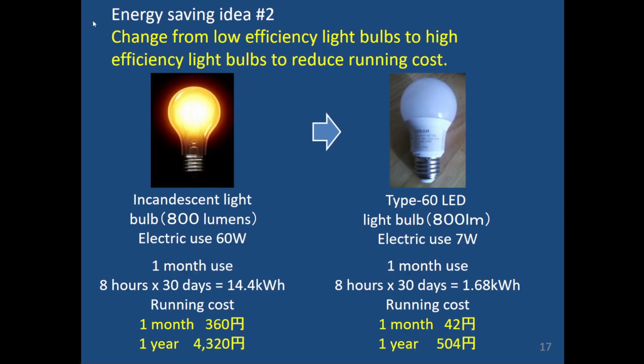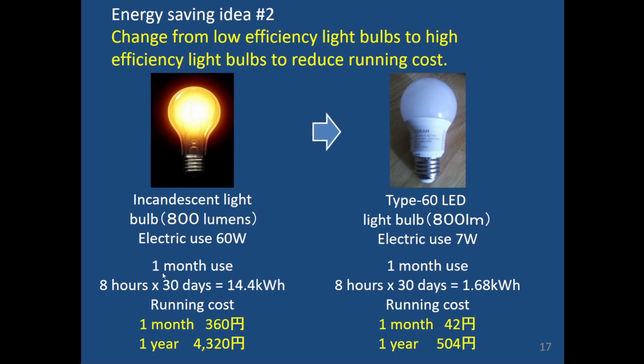But let's go to energy saving idea number 2. These old style incandescent light bulbs are very inefficient. So if we change from low efficiency light bulbs to high efficiency light bulbs like the LED light bulbs, that will reduce our running cost. So for example, this incandescent light bulb uses 60 watts, and this type, the same amount of light, 800 lumens, uses only 7 watts. So you can see almost 1/10 of this.